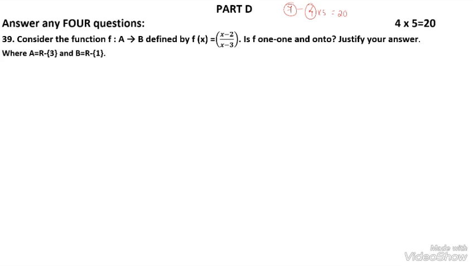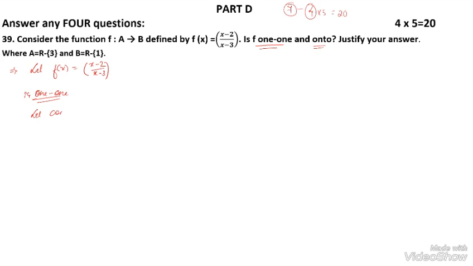First, considering the function, let f of x equals x minus 2 divided by x minus 3. Now we have to prove the given function is one-one and onto, so we have to check one-one and onto. First, I am considering one condition, that is one-one.